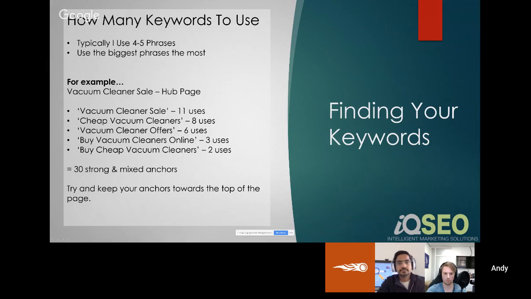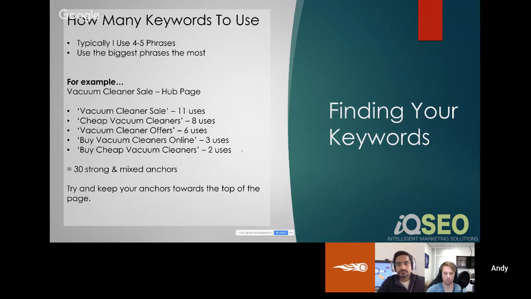The strongest is always the one that gets the most uses. But then as you come down, you're adding into the mix the additional phrases that are related but have a lower search volume. The reason you do this is to keep it looking natural. Nobody is going to add in 30 internal anchors all talking about vacuum cleaner sales, because Google's going to know it's the biggest search volume. If you do this, this is where you start coming undone with internal linking.